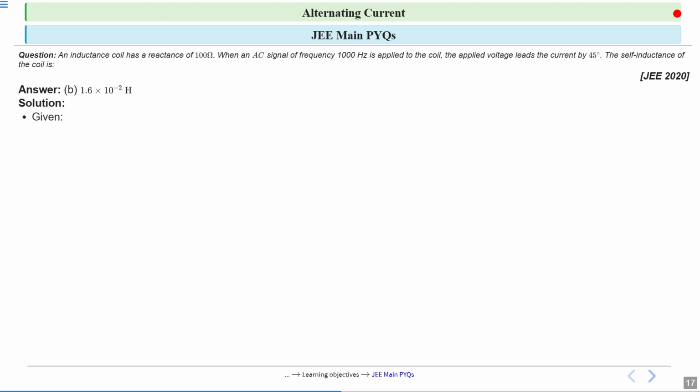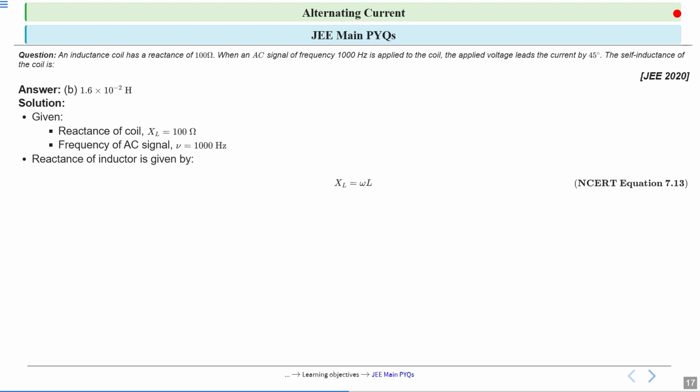So what is given in the question? Reactance of the coil XL equal to 100 ohm and frequency of the AC signal nu equal to 1000 Hz. The reactance of the inductance is given by XL equal to omega L, according to NCERT equation 7.13. So XL will be equal to, what is omega? 2 pi nu. So 2 pi nu L. Nu is given in the question, so L will be equal to XL upon 2 pi nu.